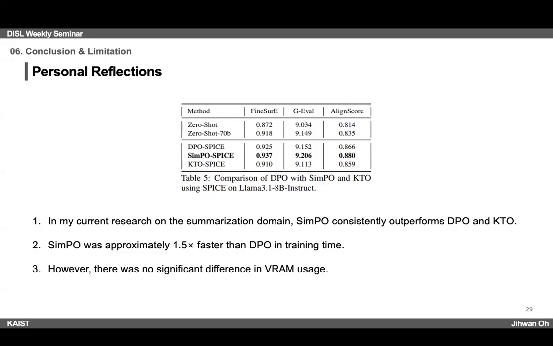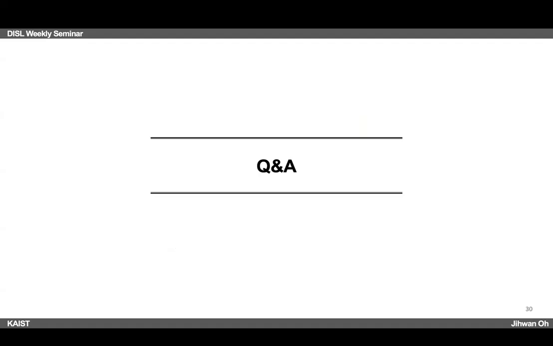So, if you are interested in preference optimization, with any alignment task, and you are planning to use DPO, I highly recommend giving SimPO a try as well. Yeah. So this is the end of my presentation. Thank you for listening.